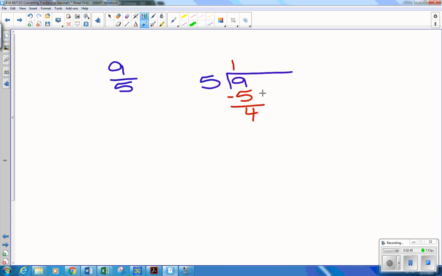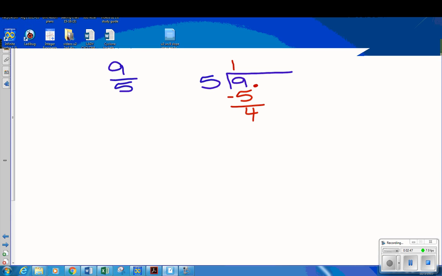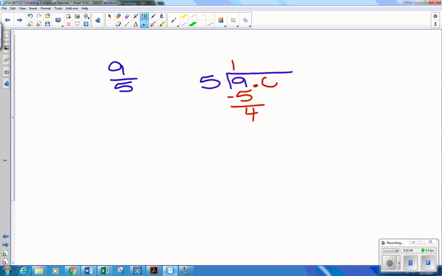Well, I don't want a remainder, so what I'm going to do is put my decimal point so I can add a 0. And again, if you put a decimal point here, the decimal point must be in your answer, and always line them up. So I can bring down this 0 to where it's 40. 5 couldn't go into 4, but it can go into 40 8 times. 8 times 5 is 40. 40 minus 40 is 0. So 9 over 5 converts to 1.8.